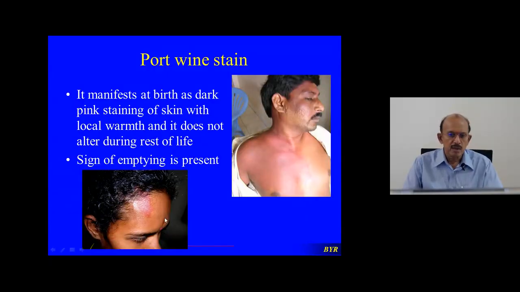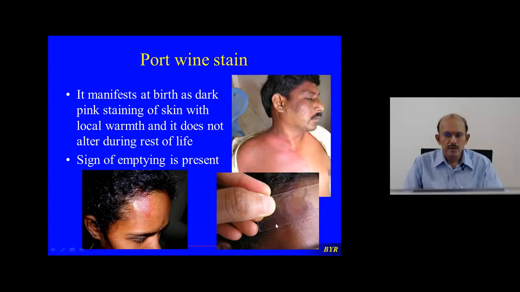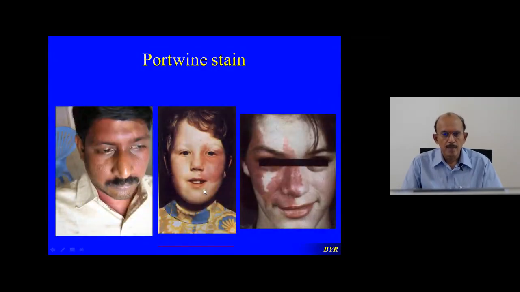Now you can see here, there is a port wine stain. You take a glass slide and press it over. You can see the blanching here. So these are examples of the port wine stain.